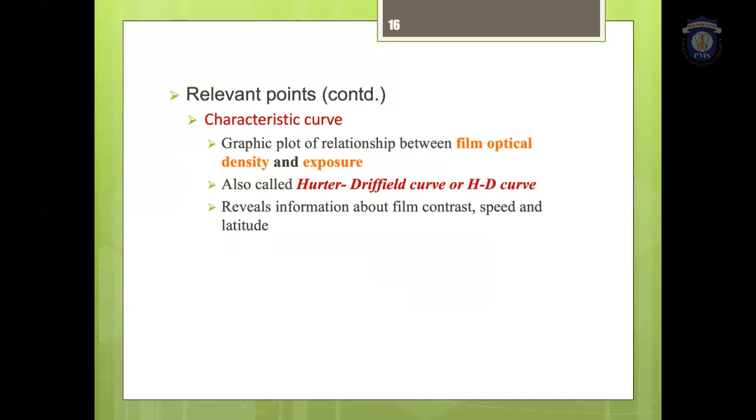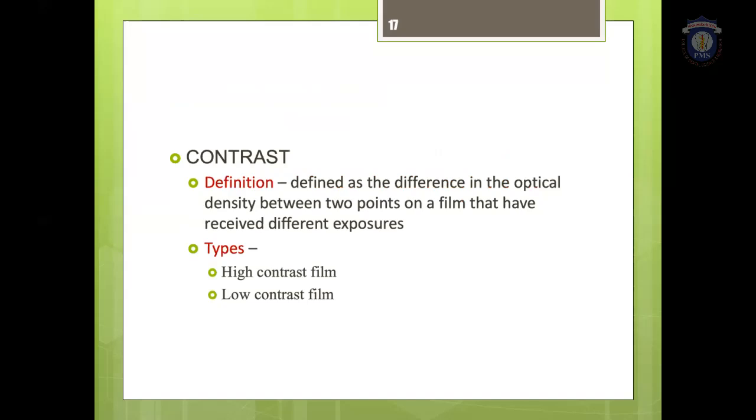Now, after discussing the factors affecting the density, we should know what a characteristic curve is. It is a graphic plot of the relationship between the film optical density and the exposure. It is also called the Hurter-Driffield curve or HD curve. It gives us information about the film contrast, speed, and latitude.